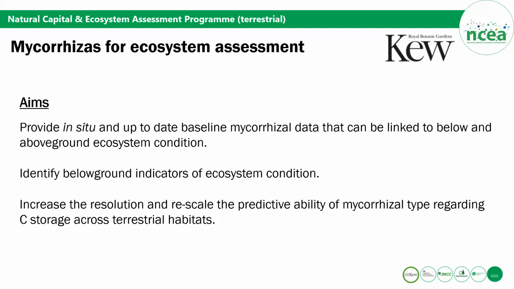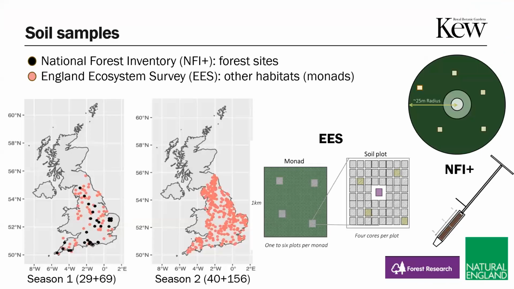And we want to provide in situ mycorrhizal data that can be linked to above and below ground condition, identify below ground indicators related to these fungi that can be used as indicators for ecosystem condition, and increase the resolution of carbon stock maps using mycorrhizal type as predictors. We have been doing this for a year, and we still have 1 more year, and hopefully it will go beyond 2025. Basically, this is the number of sites that they are planning to collect this year.